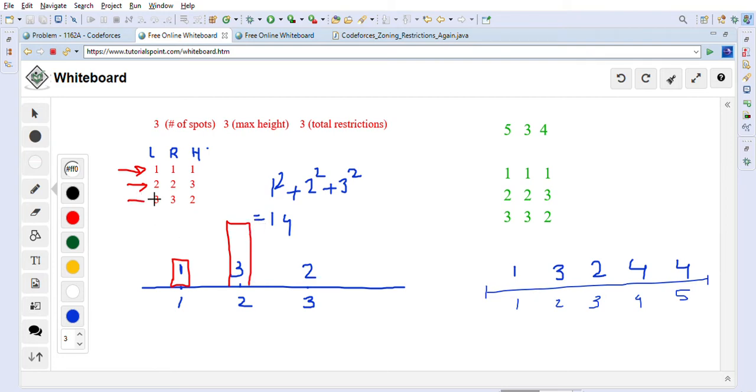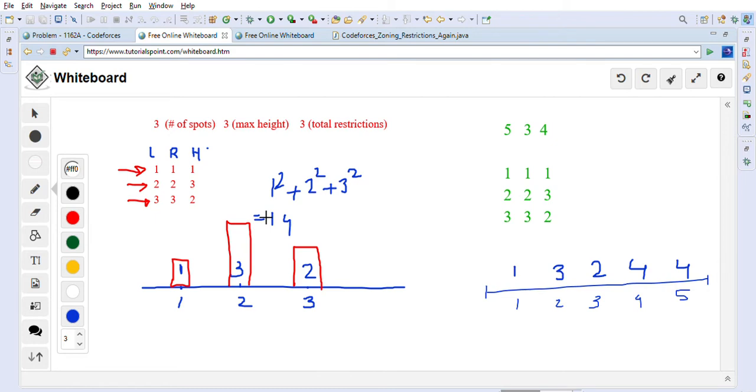And then the third zoning restriction is from 3 to 3, and the maximum height is 2 that we can build here. So let's say this is the height 2. Now we have to calculate how much profit we can get, or how much money we can make from this configuration.